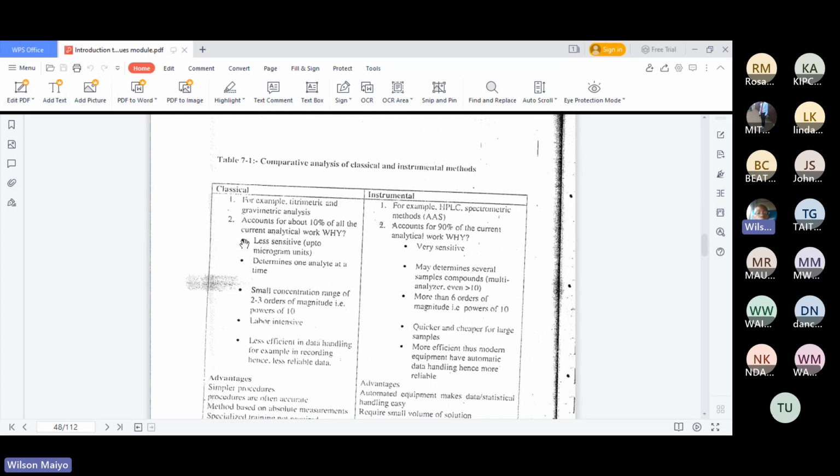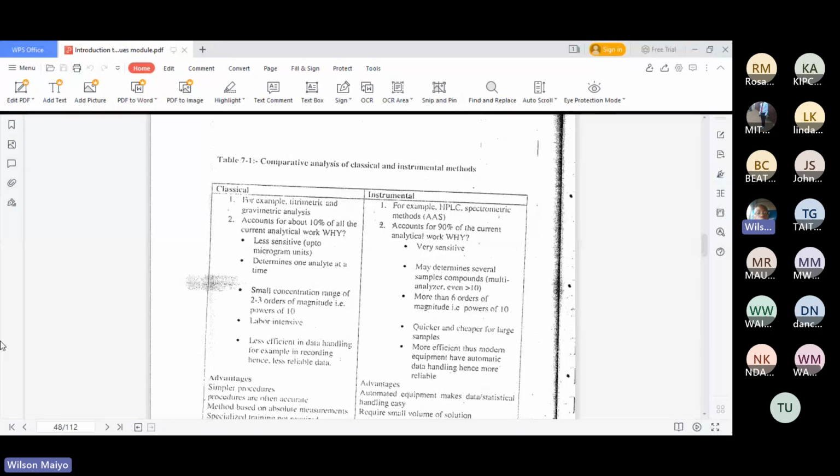But the examples are given. Titrimetry and gravimetry are the examples for classical. For the case of instrumental, the majority of them are HPLC and spectrophotometric methods of analysis, such as AAS. We have flame photometry. We have atomic emission spectroscopy. We have the GCMS, the LCMS, and many others, NMR, and so on.